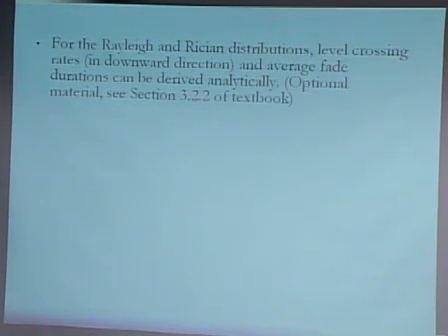Okay, there's something that's covered in the textbook that I'm not going to get into, which is the level crossing rates. One can actually study these distributions and find the expressions for the frequency with which the fading crosses a certain level.